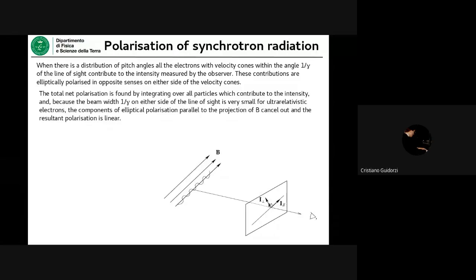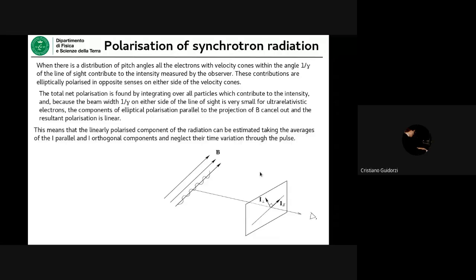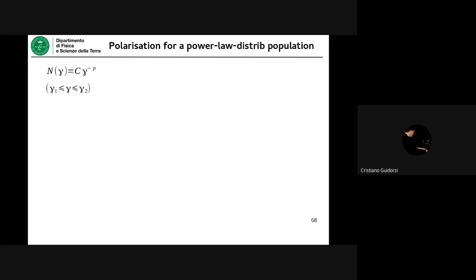So you measure the intensity along both directions, and you would expect, as I said, for a population of electrons, so no more just one single electron, when you sum up the combination, the population of electrons with different pitch angles, you end up with a linear polarization, because the parallel one just cancels out. And indeed, just working out the polarization degree, that's exactly what you end up with.